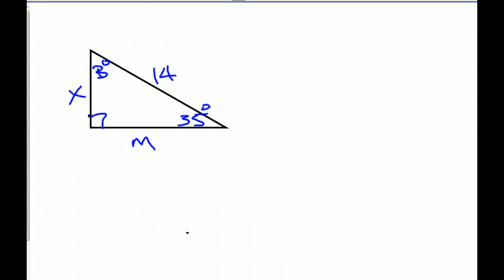Lesson number 44, solving right triangles, take 2. All right, so there's our triangle. We have an x as one of our sides, an m as one of our sides, and a hypotenuse of 14. We have a 35-degree angle, a 90-degree angle, and a b degree angle.